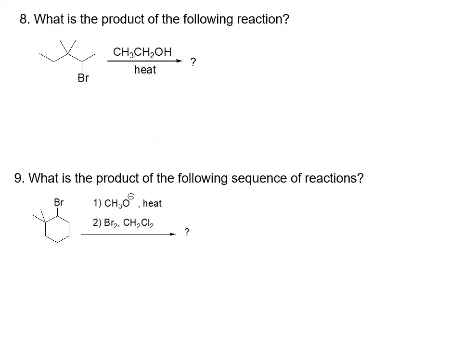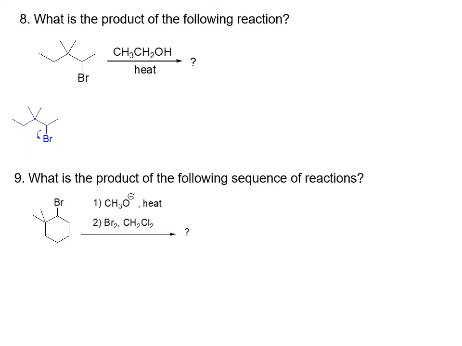Question number 8. What is the product of the following reaction? So now we have 2-bromo-3,3-dimethylpentane. And the reaction is in ethanol with heat. Ethanol is a weak nucleophile, weak base. Heat, that means elimination.